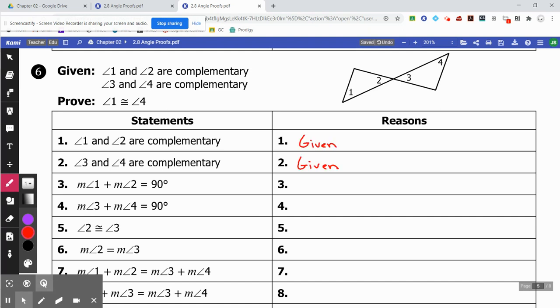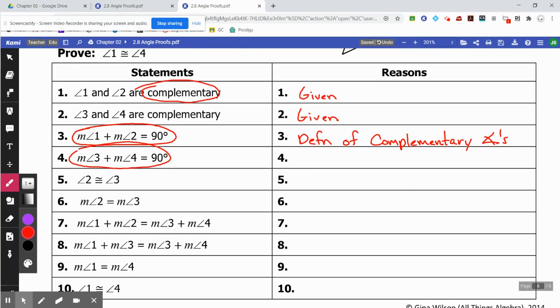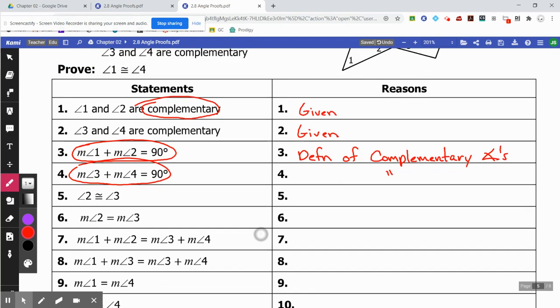And by definition of complementary, if 2 angles are complementary, that means their sum is 90. So that's the reason I can say the measure of angle 1 and 2 is 90. Same thing, measure of angle 3 and 4 is 90. And again, that is by the definition of complementary angles. And instead of writing that again, if you want to just put some ditto marks, meaning that, well, it's the same thing as the one above it, that would be fine too.